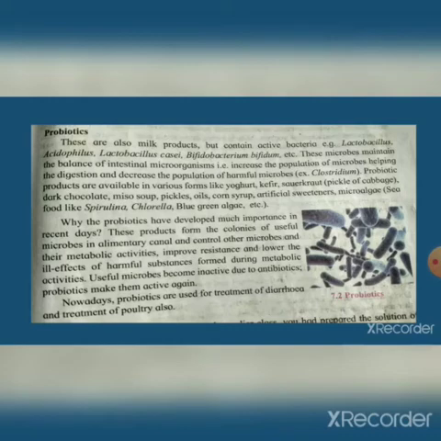These products form colonies of useful microbes in the alimentary canal and control other microbes and their metabolic activities, improve resistance and lower the ill effects of harmful substances formed during metabolic activities. Useful microbes become inactive due to antibiotics. Probiotics make them active again. Nowadays, probiotics are used for treatment of diarrhea and also for treatment of poultry.